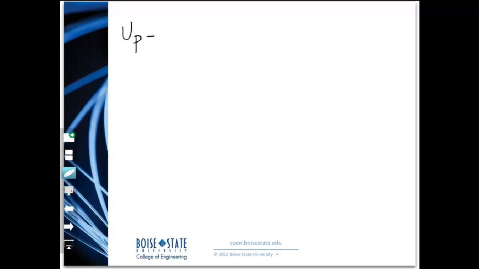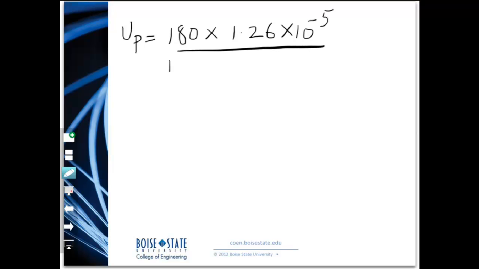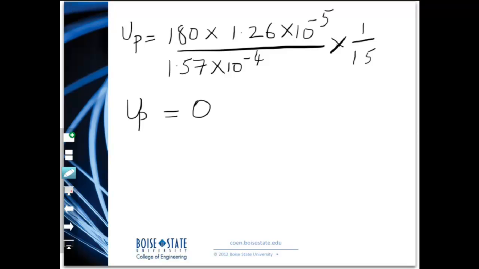So Up will be 180 times 1.26 into 10 to the minus 5 feet squared per second, the kinematic viscosity of air, divided by 1.57 into 10 to the negative 4 times 1 over 15. Okay? So if you punch in the numbers, you should get Up as 0.963 feet per second.